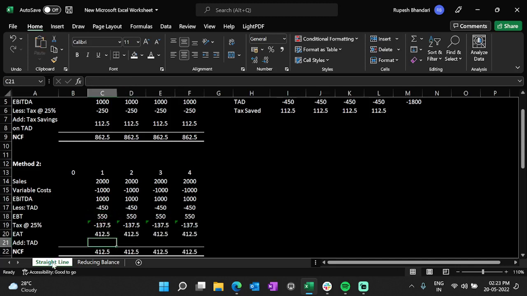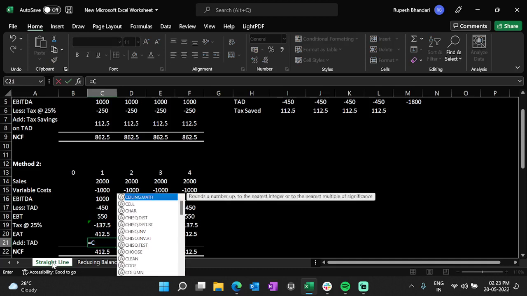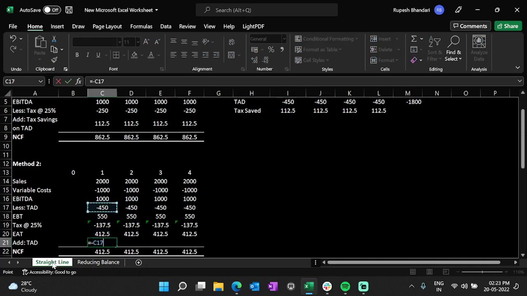Now what do we need to do? We need to add back the TAD. So we have to do not minus, it's positive. Since this is in minus, I'm writing minus at the beginning.